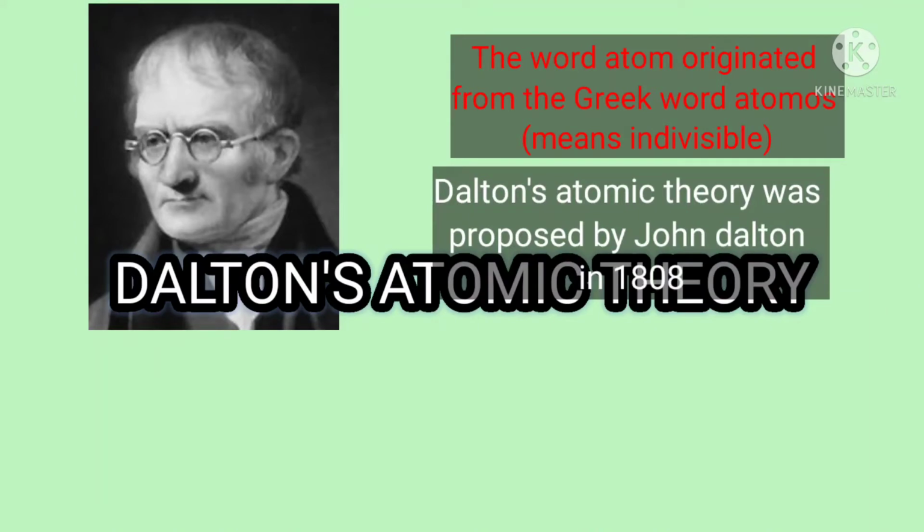Atomic theory originated as a philosophical concept in ancient India and Greece. In the 5th century BC, Democritus proposed that matter consists of indestructible, indivisible units called atoms. The word atom originated from the Greek word atomos, which means indivisible, and the word atomos was proposed by the philosopher Democritus.